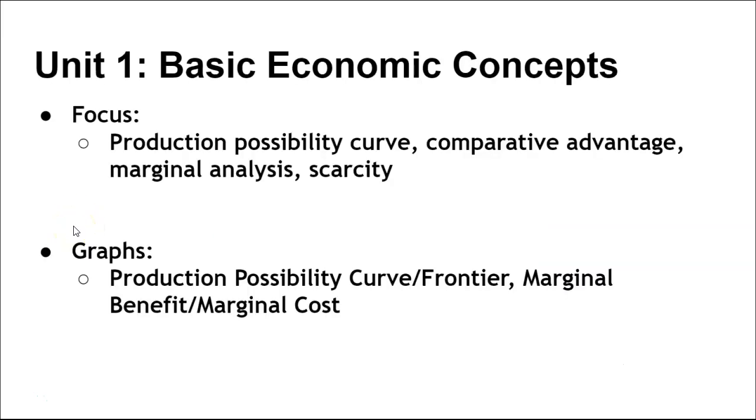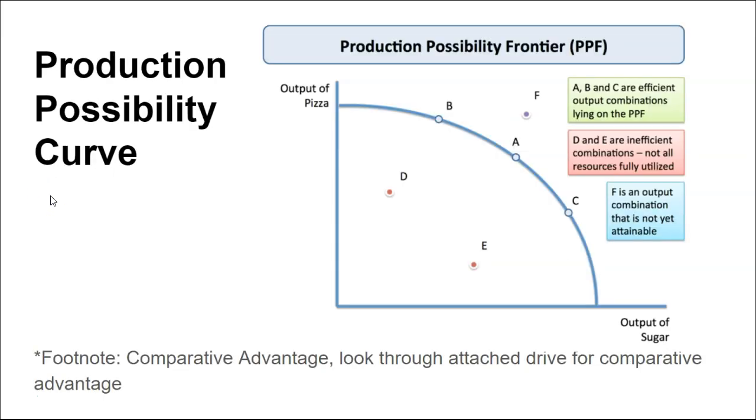So let's get going with Unit 1, the basic economic concepts. The focuses are the production possibility curve, comparative advantage, marginal analysis, and scarcity. We're going to be looking at the graphs though. So the production possibility curve or frontier, marginal benefit, and marginal cost.